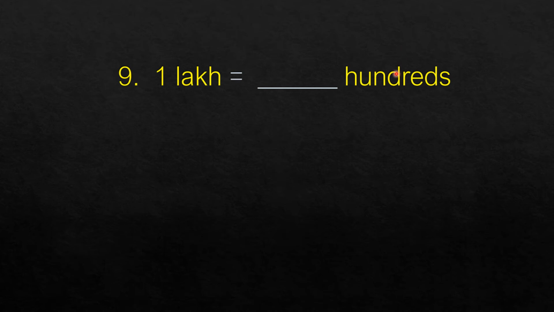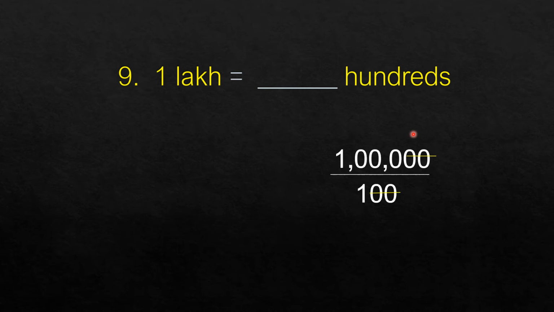Now 1 lakh equals dash hundreds. So we write 1 lakh first. Then, how many hundreds are there in 1 lakh? So we write 100. Now cancel the two zeros. The left out one is 1000. So we have 1000 hundreds in 1 lakh.